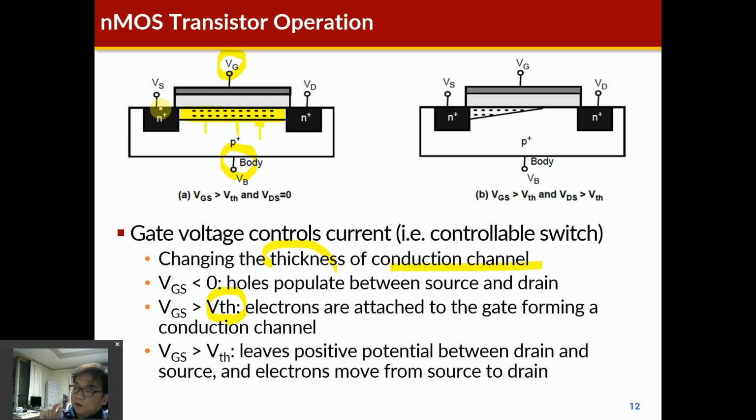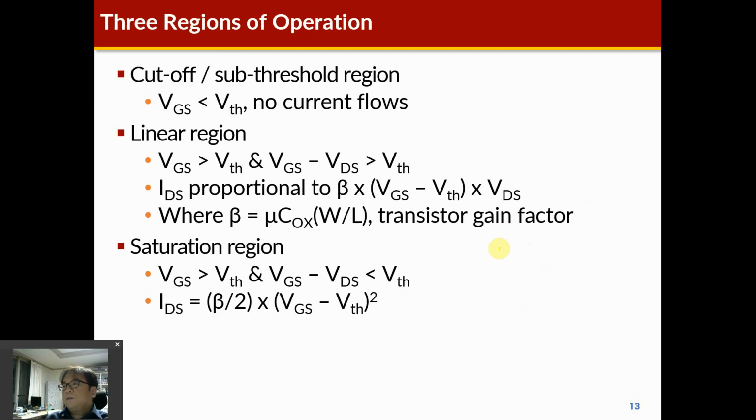So even though you cannot understand the detailed operation of the MOS transistor, you can just remember this: a CMOS transistor is a voltage controlled switch, and this is controlled by the gate voltage, and that's it.